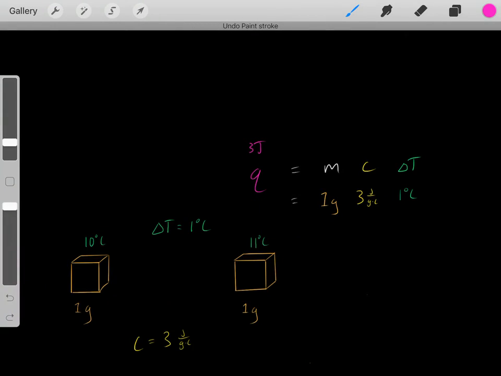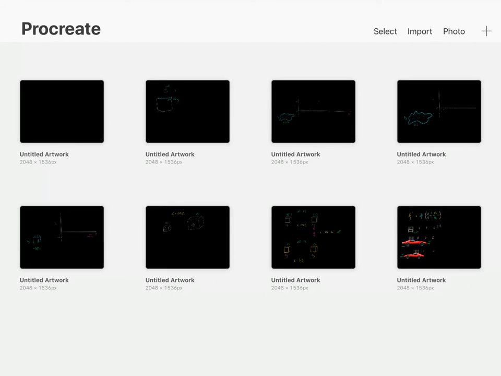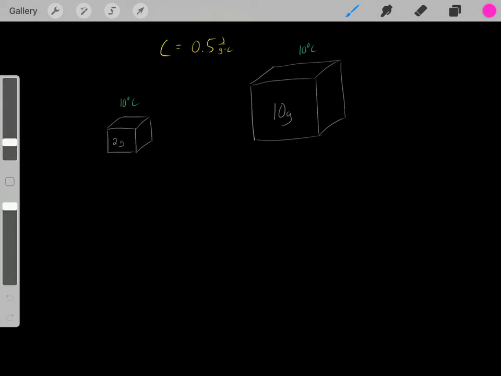And that's the way this formula works. And again, it doesn't matter what the initial temperature was or final. All that matters was that change in temperature. So let's do another example. Let's say we have a 2 gram object with a specific heat capacity of 0.5 joules per gram Celsius with a current temperature of 10 degrees Celsius.